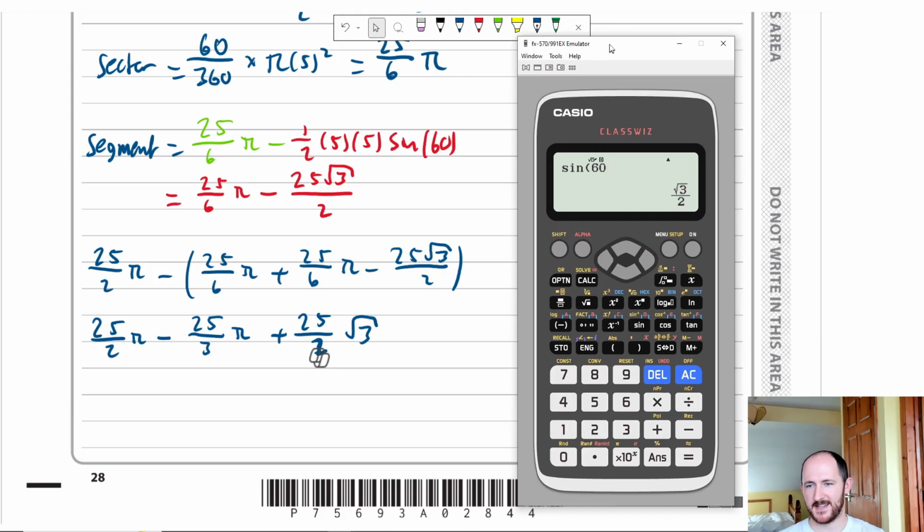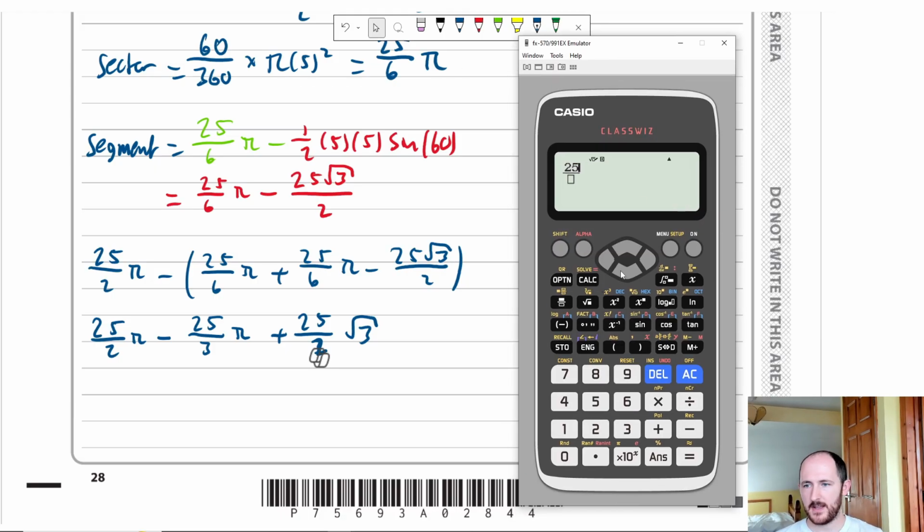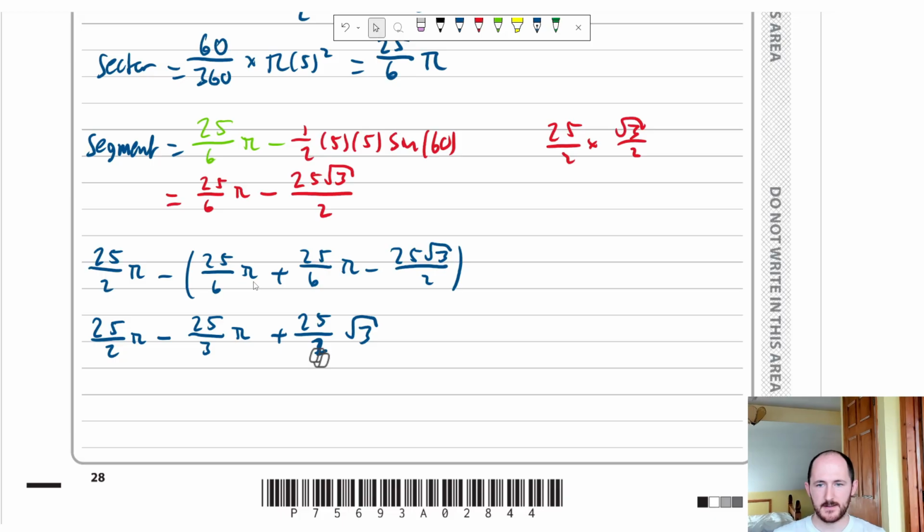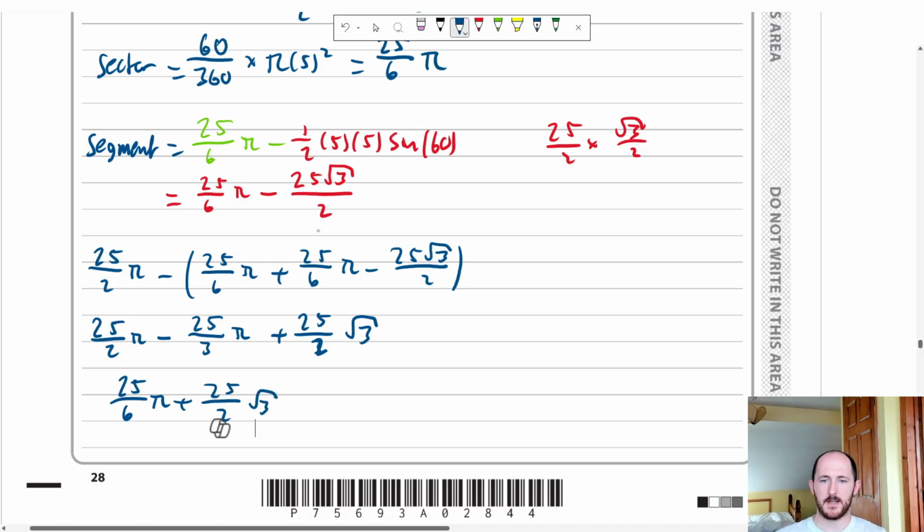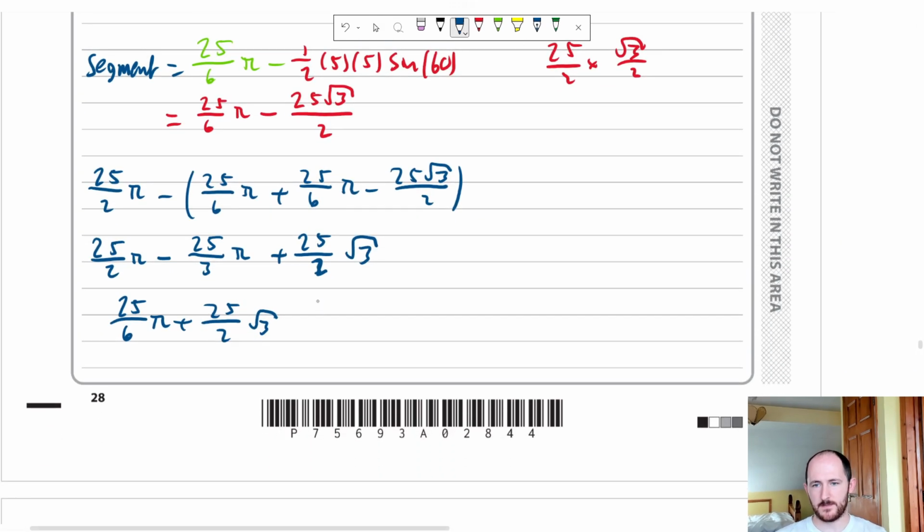I just remember, this isn't a calculator thing. This isn't the weird ones where it says don't use calculators. So we get 25 over 6 pi plus 25 over 2 root 3. And if we want to write it in that exact form, that means it's 25 over 2 root 3, where this is equal to a, plus 25 over 6 pi, where this is equal to b.